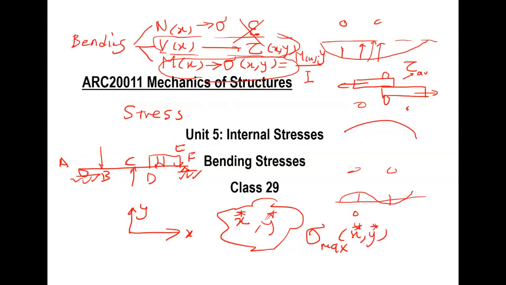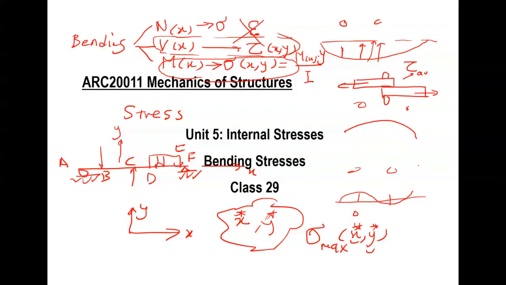So we have to scan over the longitudinal direction X. We have to scan along the transverse direction Y, and then just spot which point, which coordinate, corresponds to the point with the maximum normal stress. So that is only half of the problem.